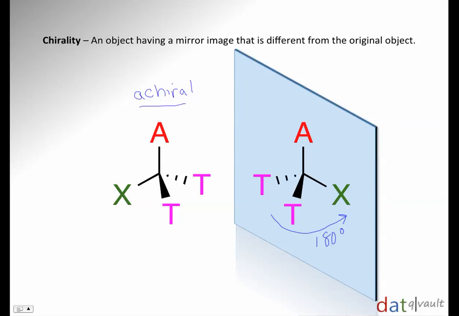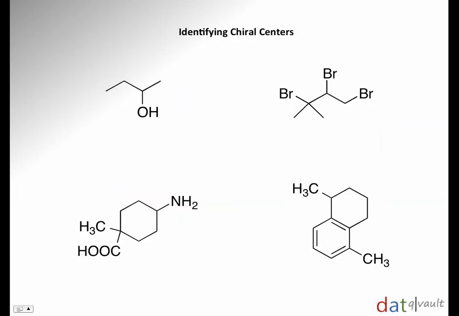So it has no chirality to it. And that means this carbon center right here is not a chiral center. So that's a really, really important concept to learn when looking at chirality within molecules and determining if they're enantiomers and diastereomers and so forth. Alright, so let's actually look at a few molecules and try to identify the chiral centers.